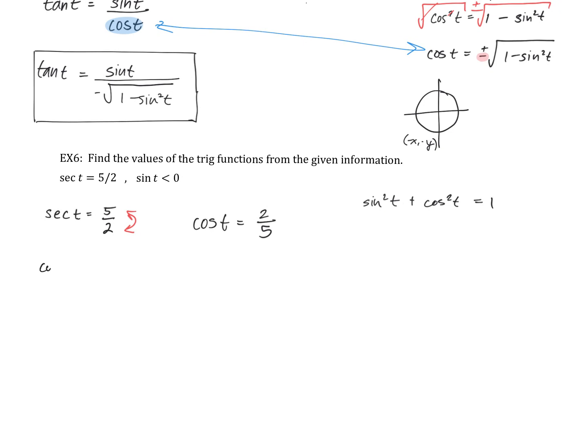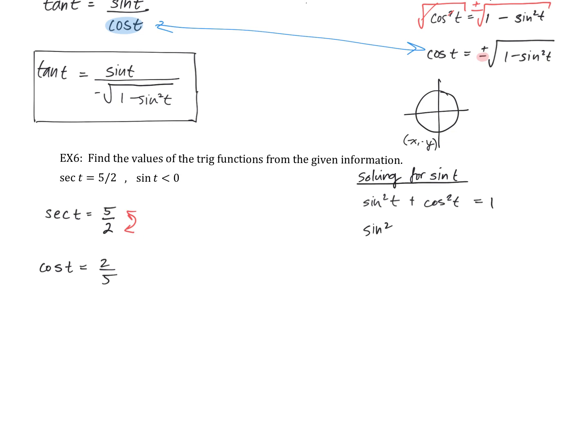Actually, I'm going to move this to the side so I have more space. Cosine of t equals 2/5. So I already know that cosine of t is equal to 2/5. So let's go ahead and plug that into our identity. And I'm going to write what I'm doing. So if you ever have a lot of work going on, just write what you're doing right above it so I know what you're doing. So solving for sine of t.